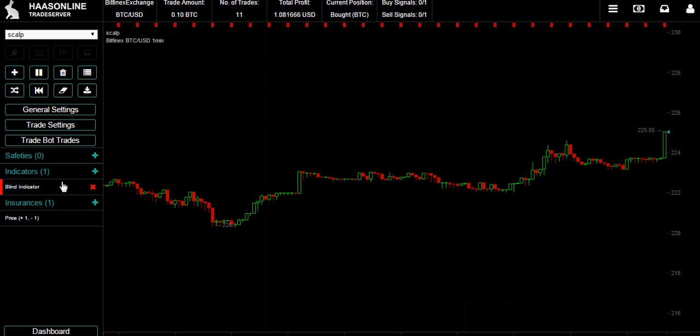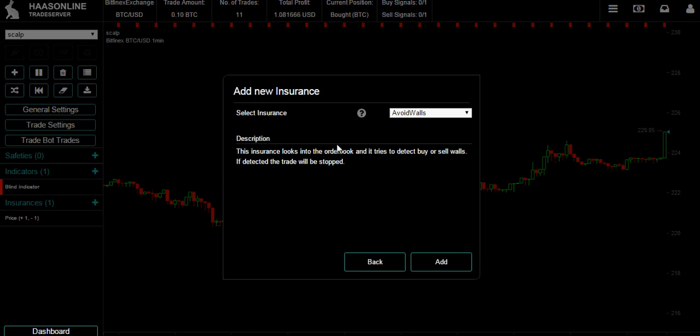We've got as an indicator a so-called blind indicator that's just sending a signal. Never use that alone. Always use that in combination with an insurance. Right now we've got price as our insurance. So let's check out the insurances. We've got avoid walls, cancel order after X minutes, disable on losses.